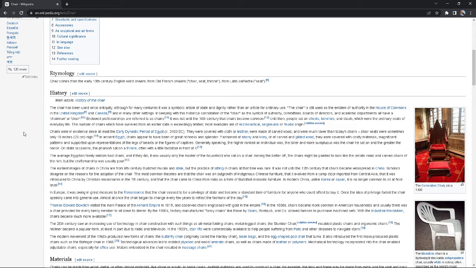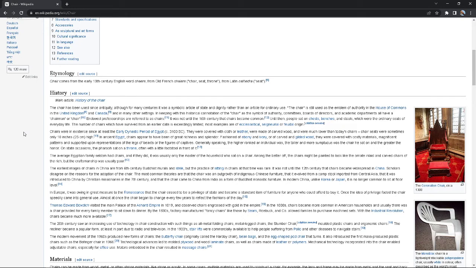Thomas Edward Bowditch visited the main palace of the Ashanti Empire in 1819 and observed chairs engrossed with gold in the empire. In the 1880s, chairs became more common in American households, and usually there was a chair provided for each family member to sit down to dinner. By the 1830s, factory manufactured fancy chairs, like those made by Sears, Roebuck & Co., allowed families to purchase machine sets. With the Industrial Revolution, chairs became much more available.